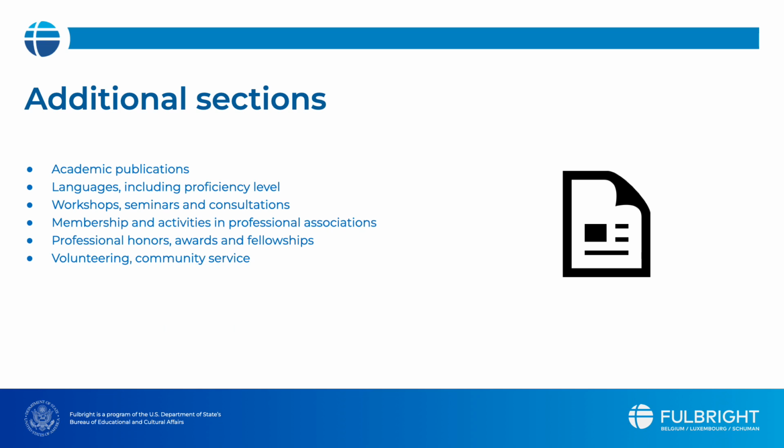Now, in addition to the main sections of your resume, which are education, professional experience, and skills, as the main components, you can also include other relevant accomplishments that will make you stand out. So examples are academic publications related to research, languages, including the proficiency level, workshops or seminars you attended, and membership in certain organizations. You can also choose to include awards and scholarships separately.